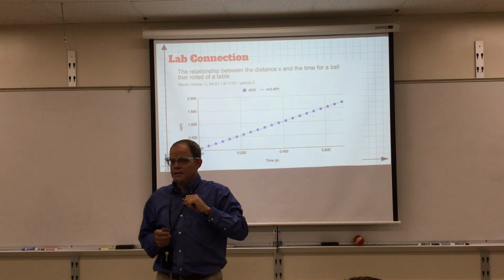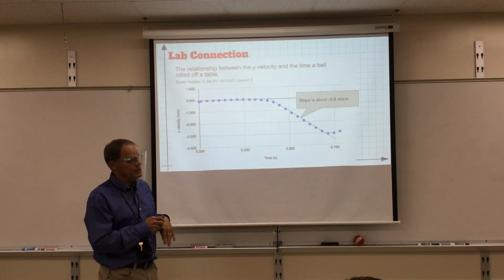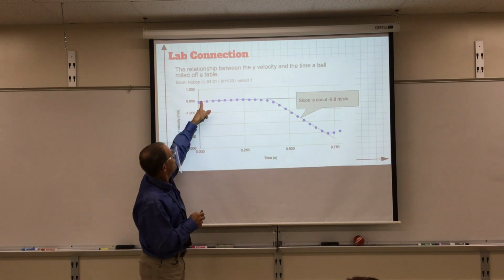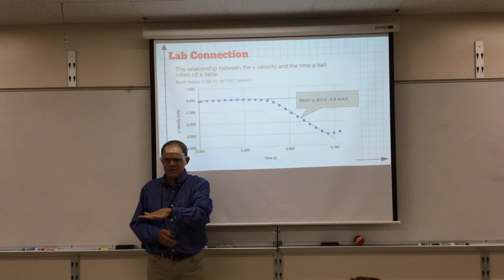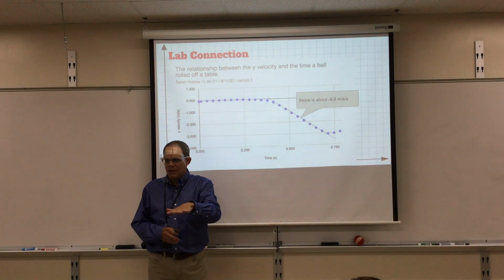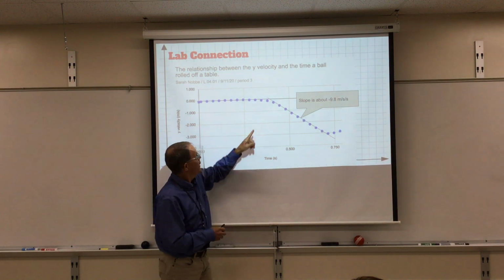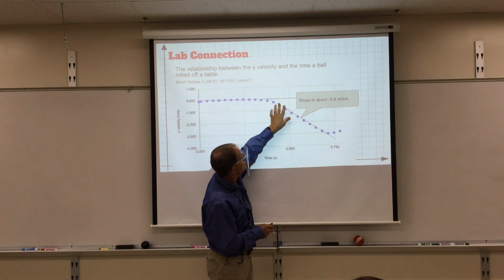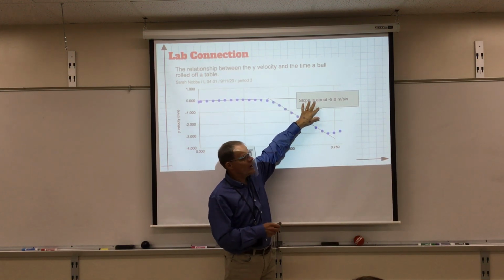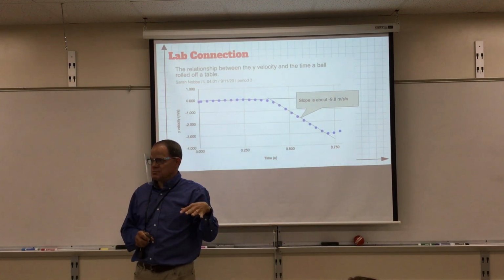Okay? Now, in the y direction, up and down, things were different. For a while, the y velocity was 0, which makes sense. It was on the table. It wasn't moving up or down, right? But then when it left the table, its velocity started getting bigger and bigger in the negative direction. And if you found the slope using 2 points on this section, you got somewhere around -10, I think. From the ones I looked at, it was pretty close.